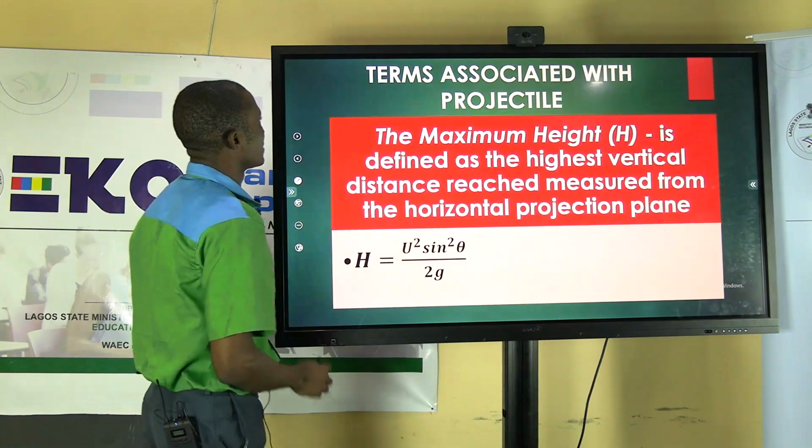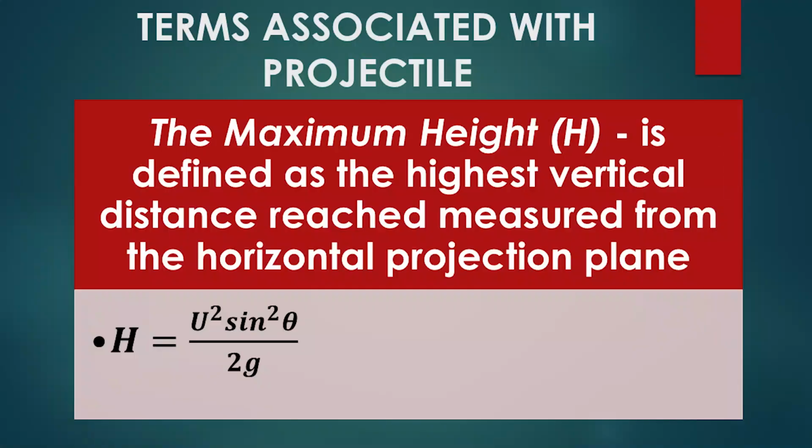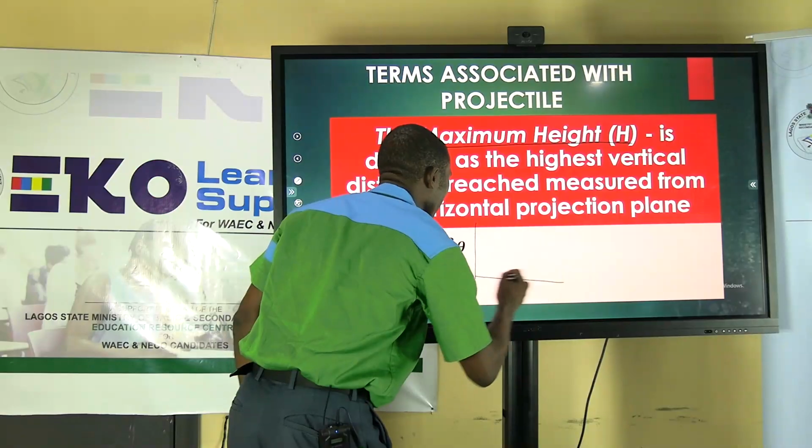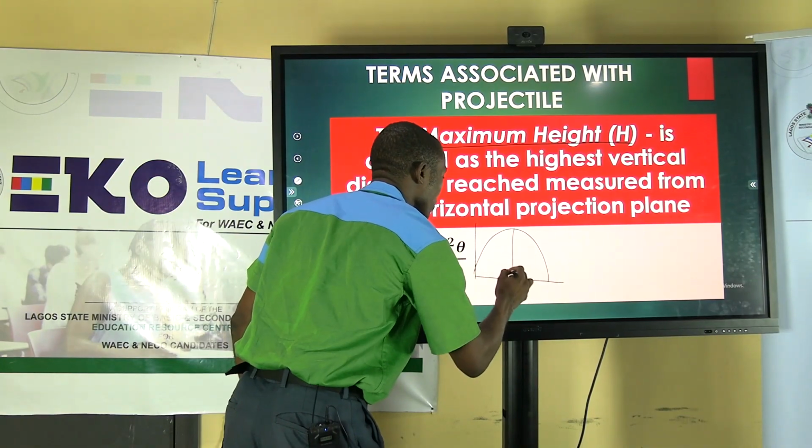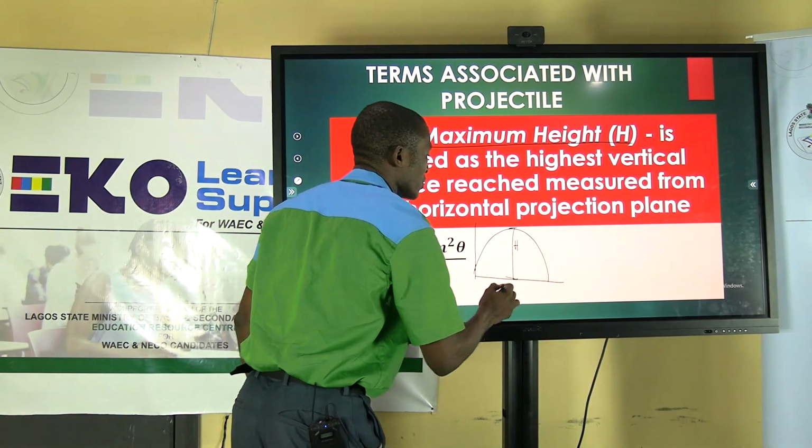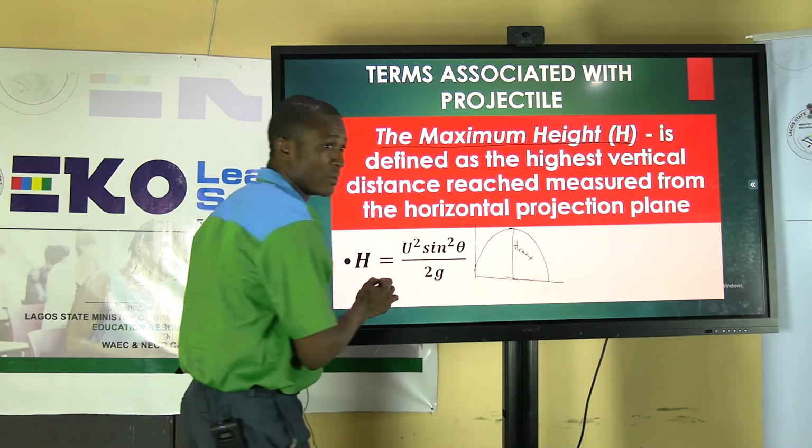So the next part now, look at this, the maximum height. The maximum height talks about the highest vertical displacement from the point of projection, from the horizontal point. So if you have it this way, and you have your maximum height this way, this is going to be your maximum height. So how do you arrive at this formula?